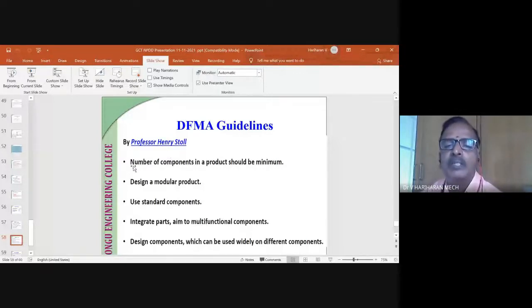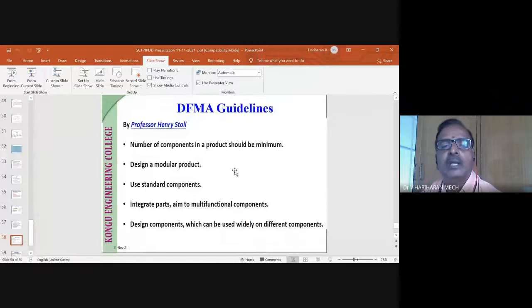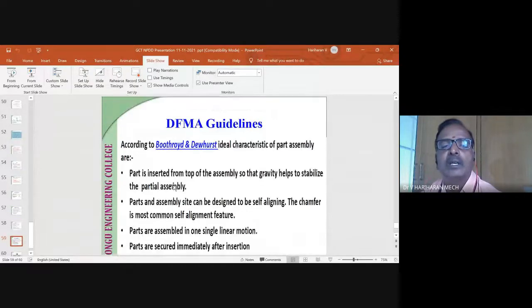The number of components in your product should be minimum. Suppose if 2 or 3 parts are joined together into one part, then it will be a minimum number of parts. So design a modular product, use standard components, integrate parts, aim for multifunctional components, and design components which can be used widely on different products. Okay, so these are the guidelines given by Professor Henry Stoll.